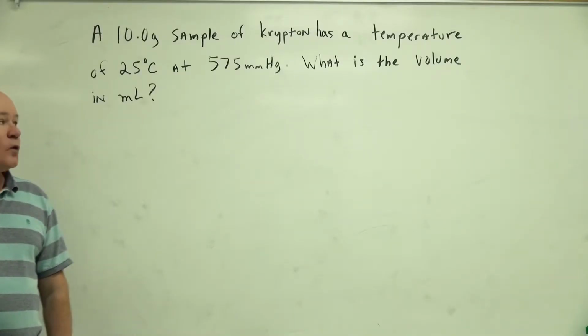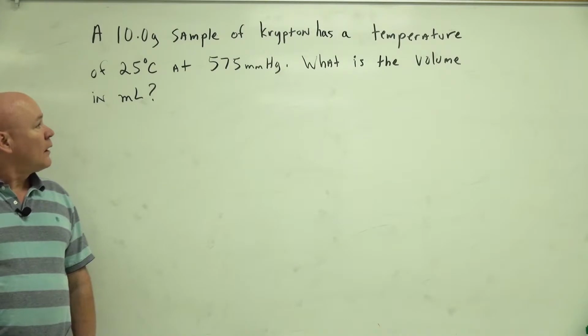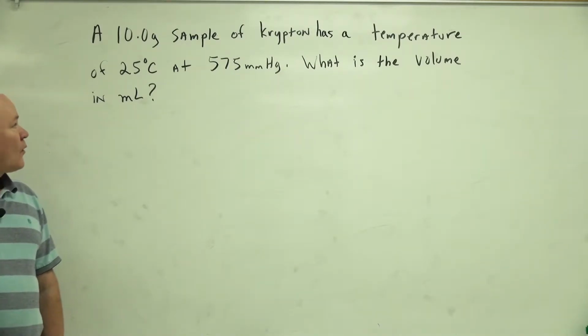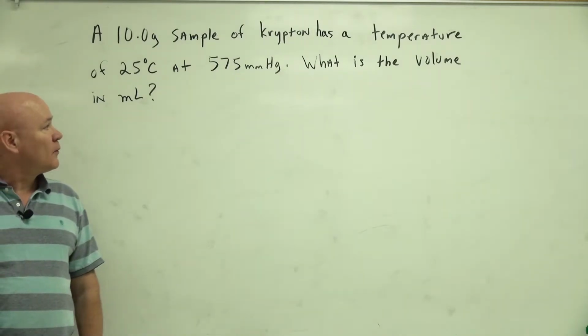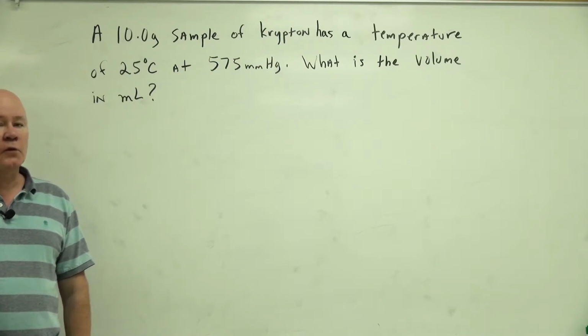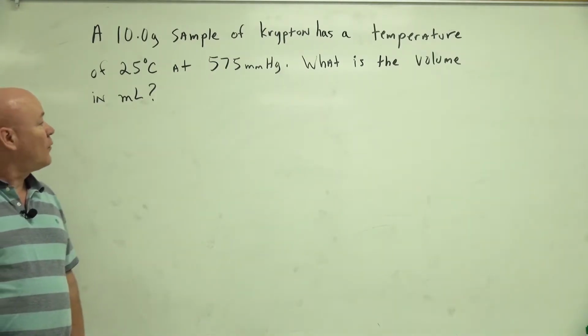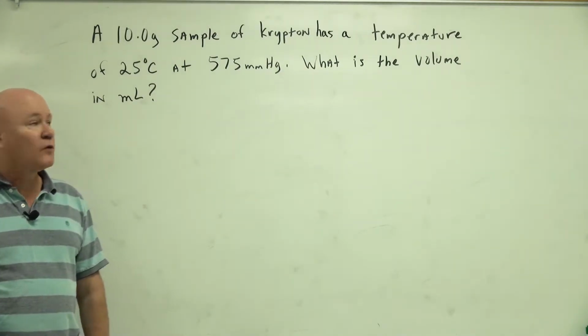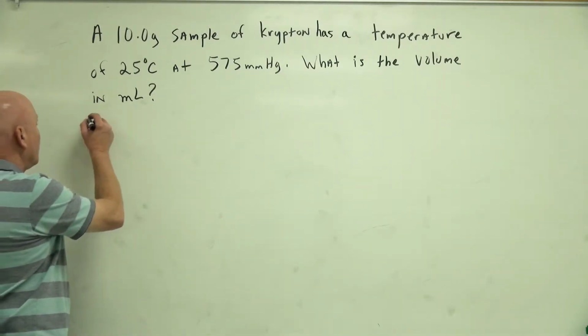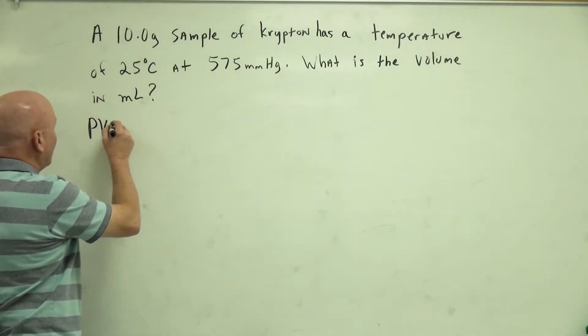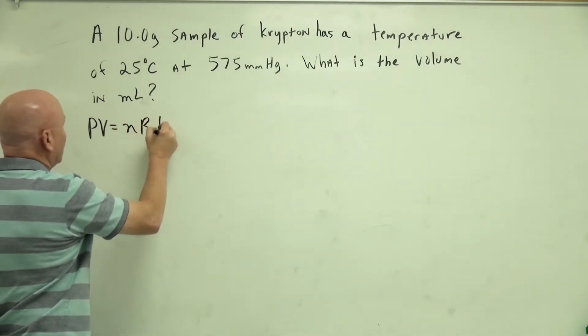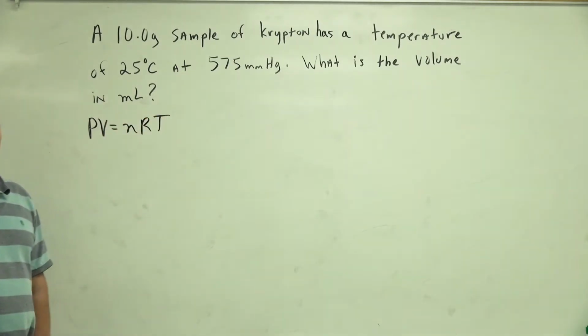A 10.0 gram sample of krypton has a temperature of 25 degrees Celsius at 575 millimeters mercury. What is the volume in milliliters? Well, I see that we have no pairs up here, and so the equation that I'm going to use is going to be the ideal gas law equation. And here it is, PV equals nRT.